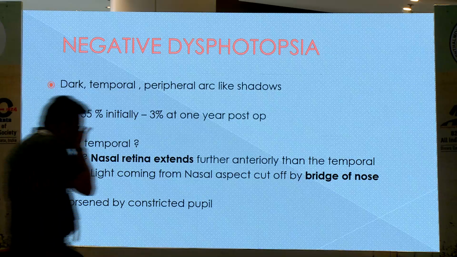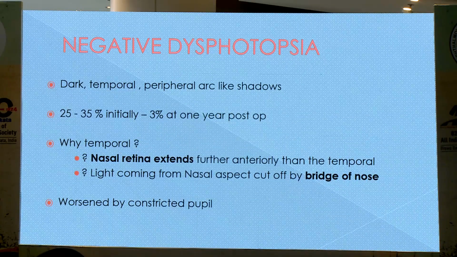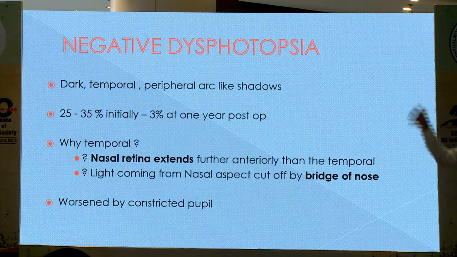Negative means that the patient is not seeing something. There is a dark temporal crescent. This incidence is very high initially. In the first 2 weeks, generally the patient has the wow effect immediately after surgery. When you see him on the third or fourth day, the next time he comes, he'll start complaining about the temporal dark crescent. Why is it temporal?